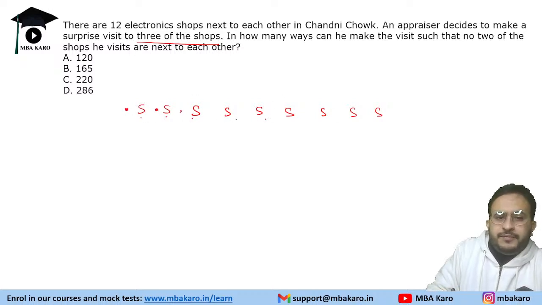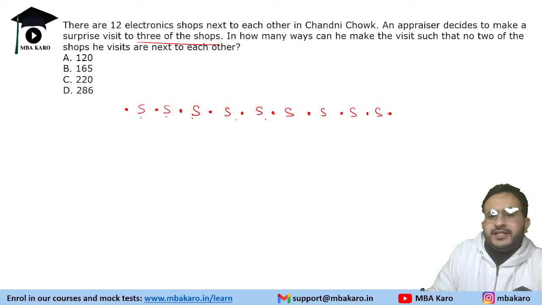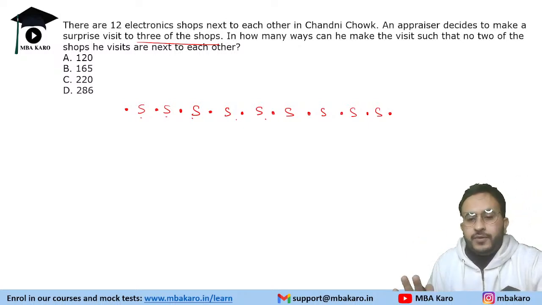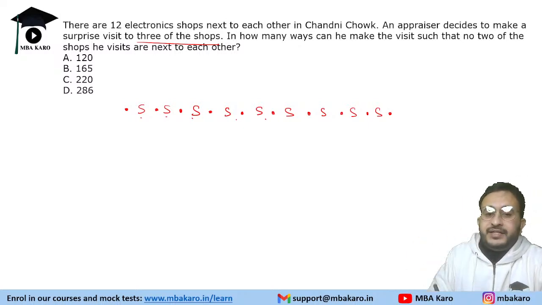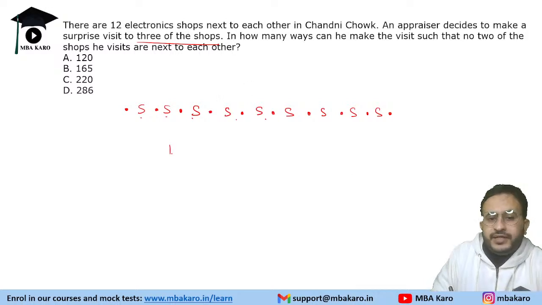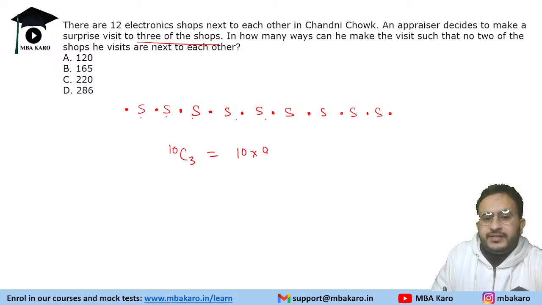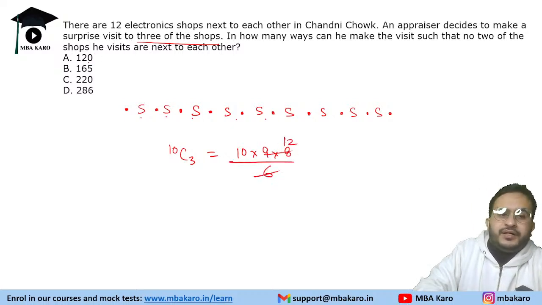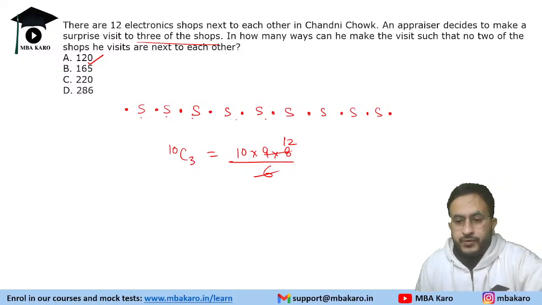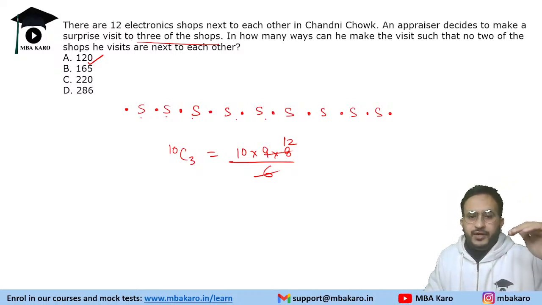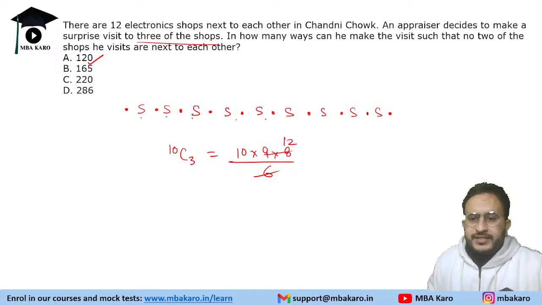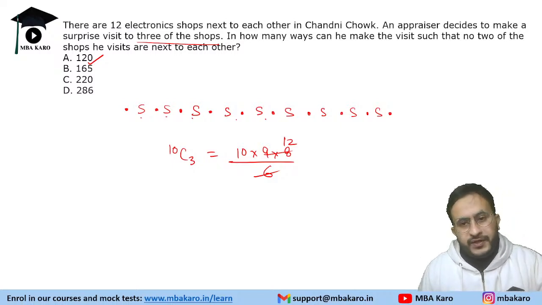So we can place the remaining shops in these gaps. So these 9 shops are barriers. That means he has 10 gaps, and he has to pick 3 out of them. So 10C3. 10C3 is 10 into 9 into 8 by 6, so that is 120 ways. So whenever you have a gap, you have to create a barrier. So place the shops that he is not going to visit.